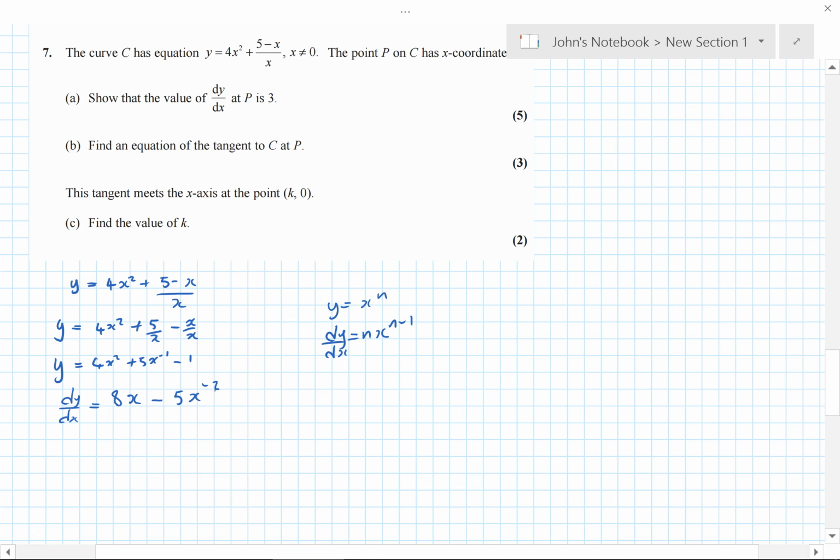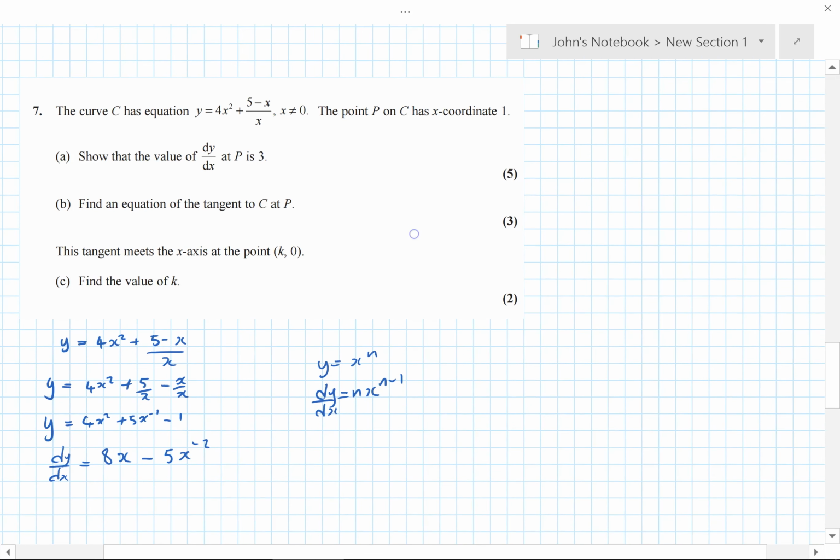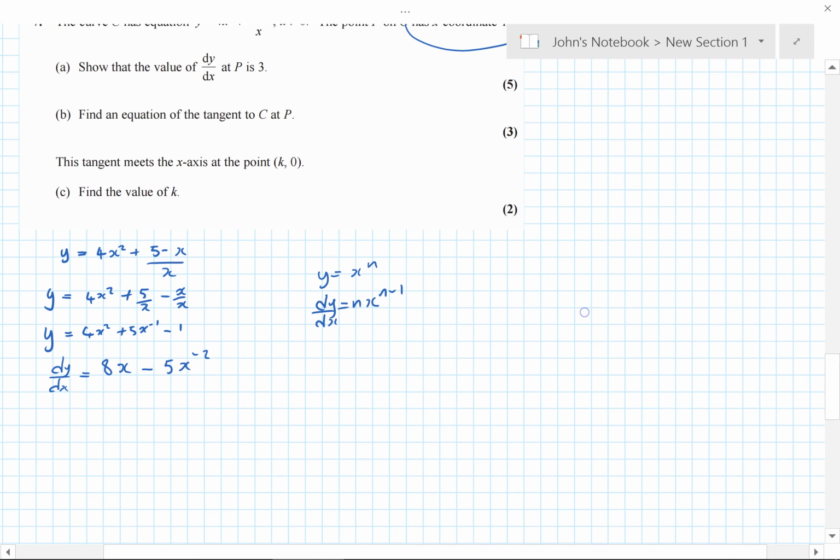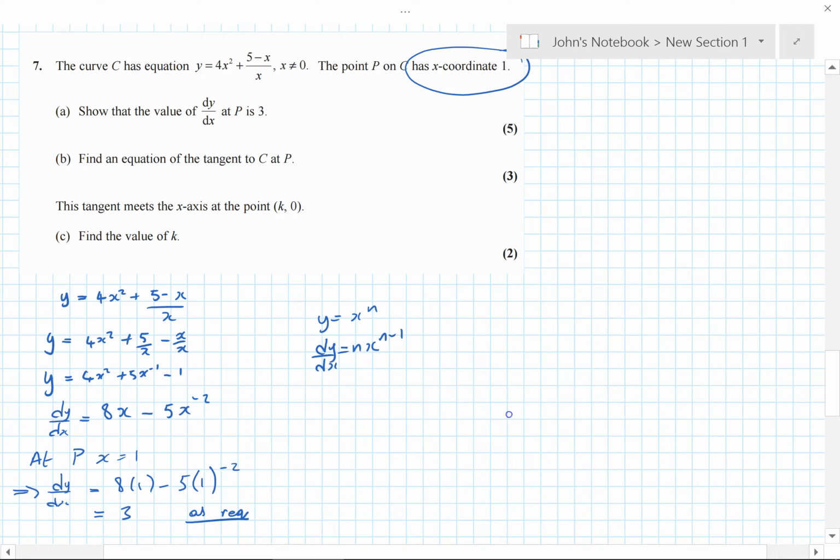And it says show that the value is 3 at P, and P is the point with x coordinate 1. So when x equals 1 at P, dy by dx is therefore equal to 8 to the 1 minus 5 to the 1 minus 2. This is all non-calculator, but 1 to the power of anything is 1, so that equals 3 as required. Okay, so that's part A done.